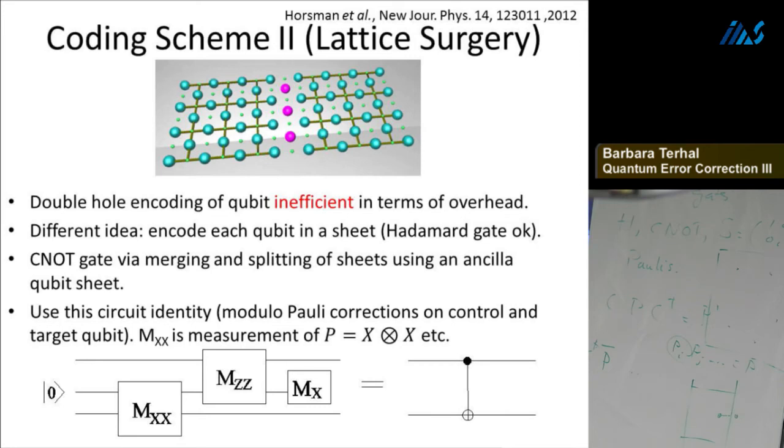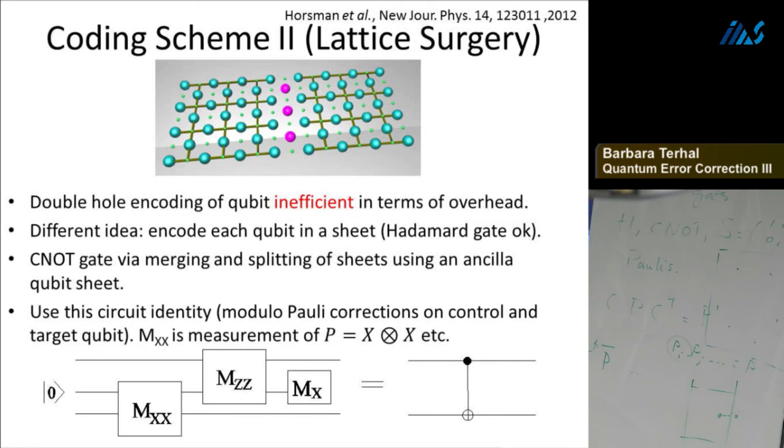So the second coding scheme, which came about more recently, has some other interesting features. In this coding scheme, we just encode a single qubit in terms of a patch, a surface code patch, which is in principle not even connected to other patches. Because if we don't need to do C0 gates and so on, we don't need to connect it. And if we have it in storage, we can just keep it separate.